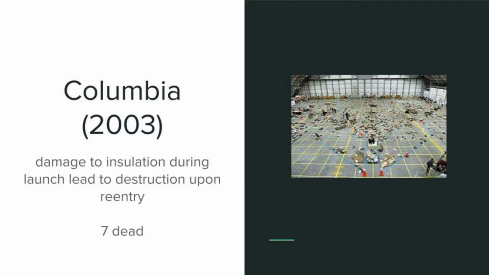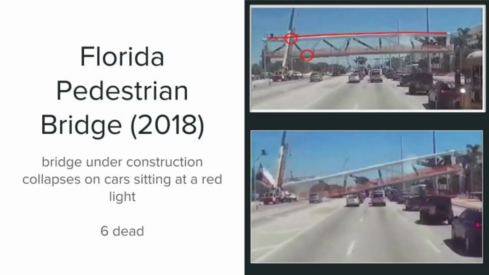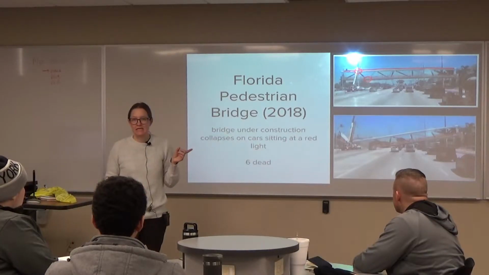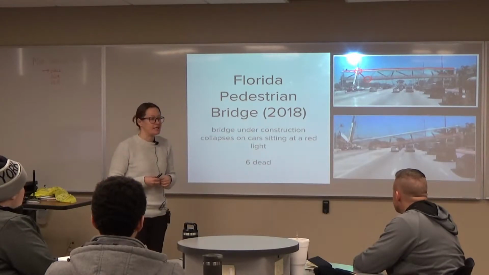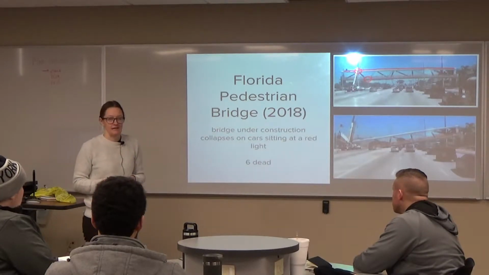In 2003, the Columbia space shuttle crashed and 7 people died. And not all these things happened in the past, all right? They are still happening today. In 2018, there was a pedestrian bridge in Florida that was being constructed, and it collapsed on a bunch of cars that were sitting at a red light underneath it. So engineers fail, and they're failing today.